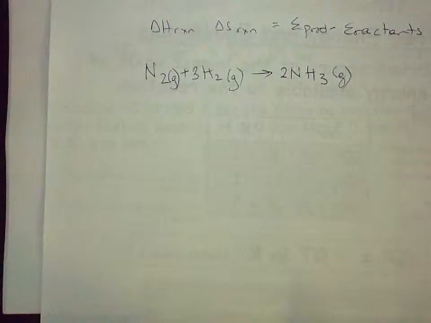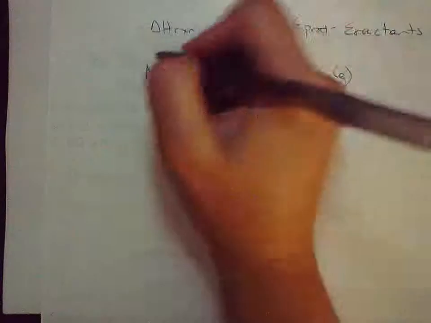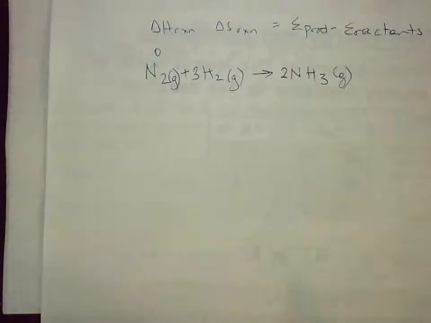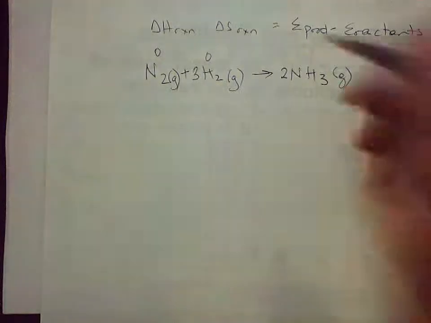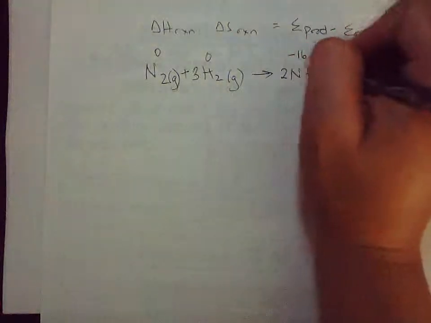So if I look up delta G, that second column on the table, for nitrogen gas, the value is 0. If I look up the value for hydrogen, take a guess. What do you think the value is going to be? We learned it's going to be 0. Why? Because elements in their most stable form have values of 0 across the board for everything. And then if we look up NH3 for a gas, the value is negative 16.66.